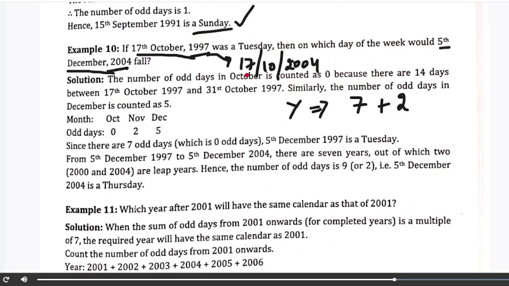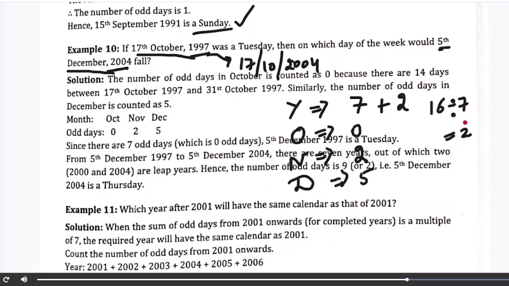Now, for the months, October, 14 days are left. 14 divided by 7, no remainder. November, 30 days. Divide by 7, 2 remainder. December, you have to go to 5th. Take it as 5. So you got 7 plus 2, 9 plus 2, 11 plus 5, 16. 16 divided by 7, you got remainder 2.